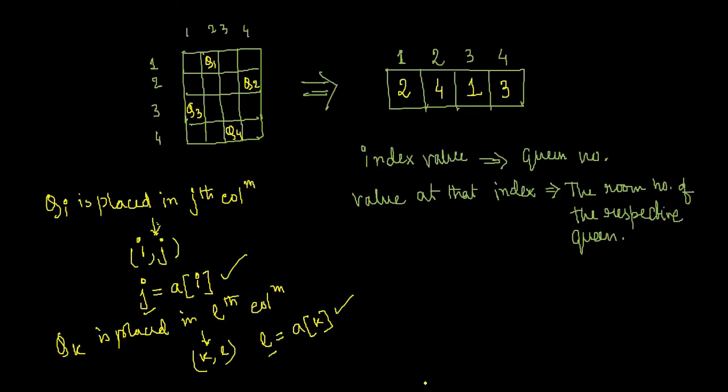Now let's do one thing. Let's start solving the problem. Let's start discussing how the algorithm will work. The algorithm is going to be very easy. Suppose we have a main function, so we'll start with the main function from here.